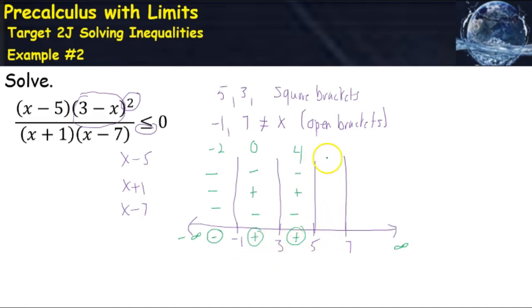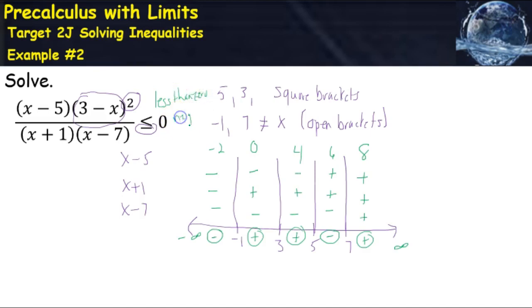Then something between 5 and 7, which is 6. 6 minus 5 is positive. 6 plus 1 is positive. 6 minus 7 is negative, so I have one negative here. And then finally, I'm looking for something bigger than 7, so 8. 8 minus 5 is positive. 8 plus 1 positive. 8 minus 7 positive. So positive.